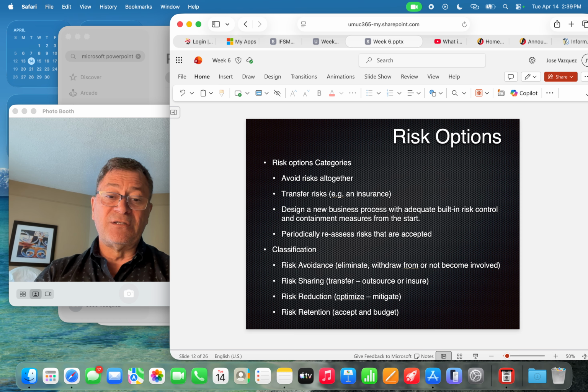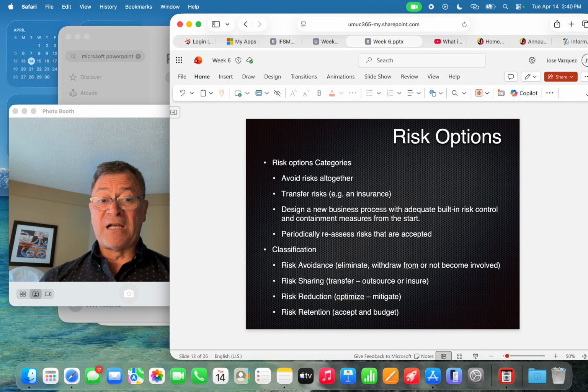Then classifications, I mentioned low, medium, high. This is another way of doing it. Risk avoidance: you do everything possible to eliminate that risk. Risk sharing: you transfer, outsource, or insure.